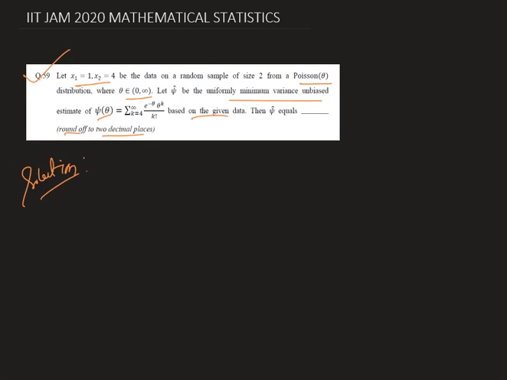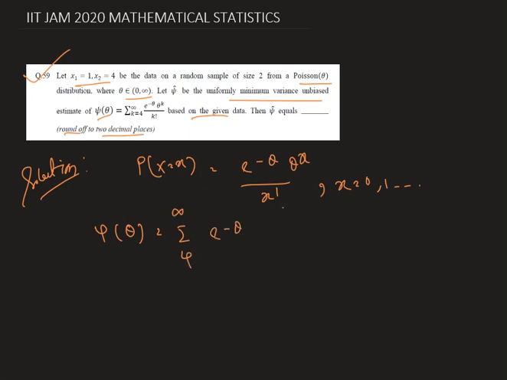As we know, the PMF of Poisson theta is e to the power minus theta, theta to the power x divided by x factorial, where x equals 0 to infinity. Now by the question, psi theta is equal to the sum over k from 4 to infinity of e to the power minus theta, theta to the power k divided by k factorial. Hence we can say that this is nothing but the probability of capital X greater than or equal to 4, where X follows Poisson theta.